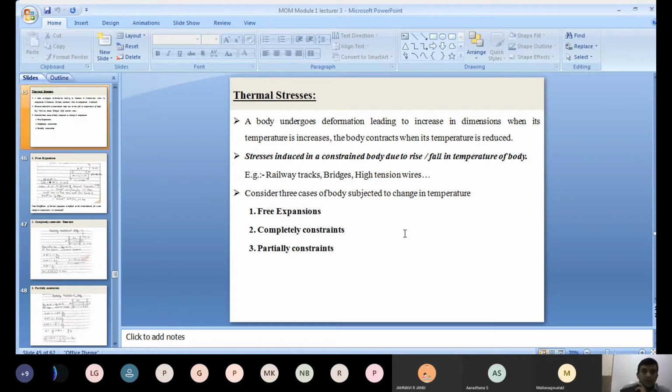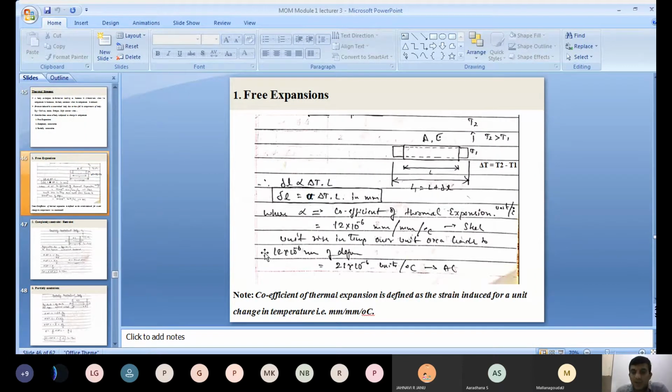Okay. Third condition, partially constrained, means one end of the body is fixed, and at the other end we give a support at a distance, some gap maintained at a distance. Then it is called partially constrained. These are the three cases we discussed in the last class, and remember those formulas.